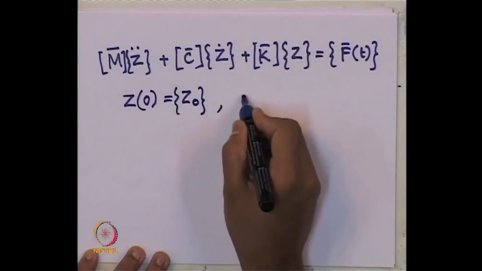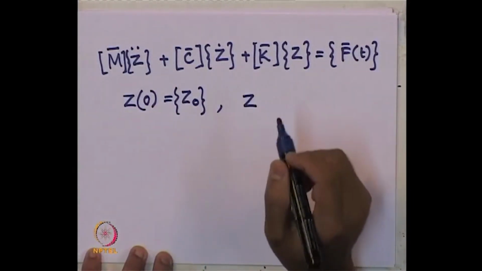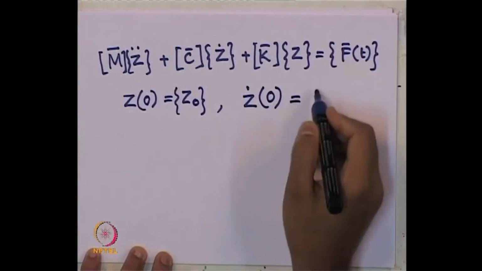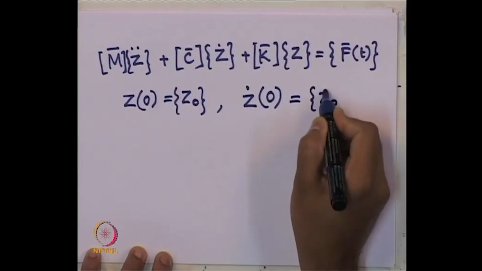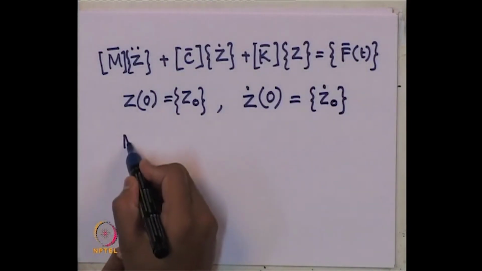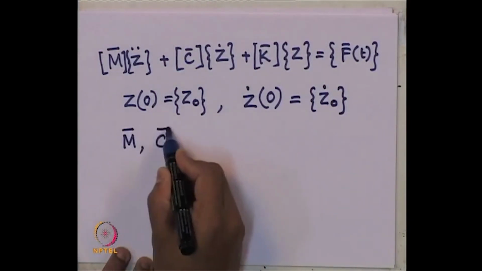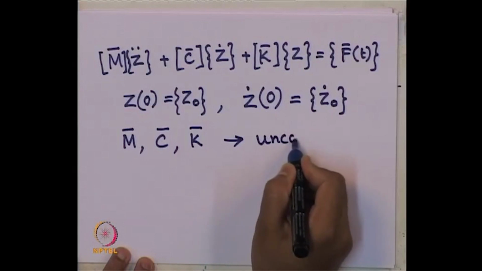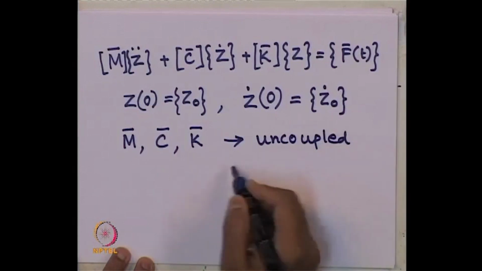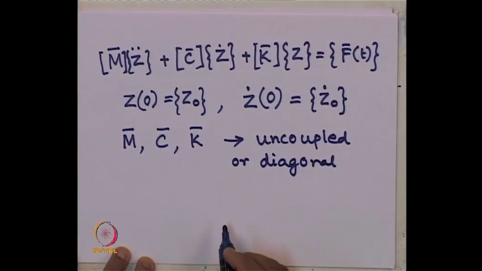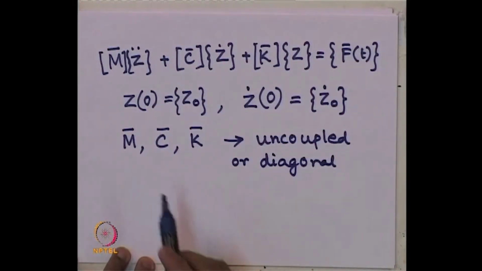Okay. These are not single numbered. We are considering the generalized multi degree of freedom case, and the initial velocity vector is say z naught dot. These are the given conditions to us. And what we said, this m bar, c bar and k bar are uncoupled or diagonal. That is, by using the transformation matrix, we make each of them diagonal.